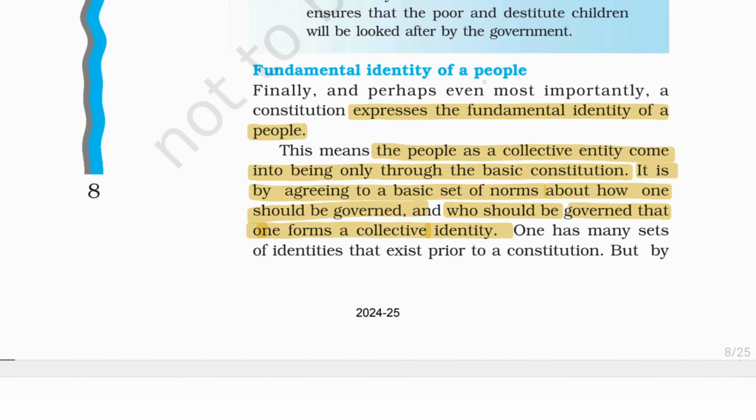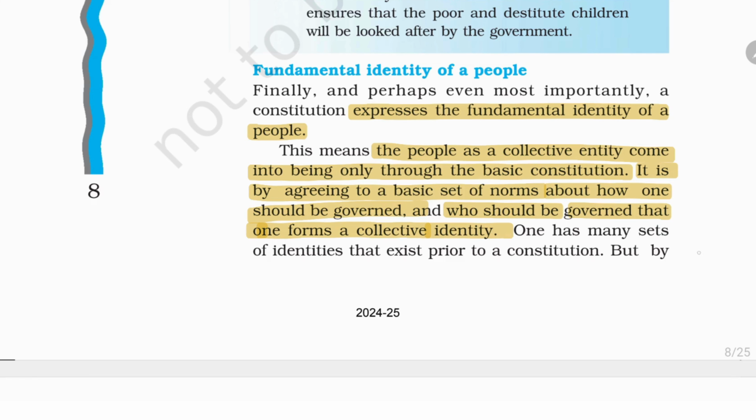Fundamental identity of a people. Finally, and perhaps even most importantly, a constitution expresses the fundamental identity of a people. This means the people as a collective entity come into being only through the basic constitution. It is by agreeing to a basic set of norms about how one should be governed and who should be governed that one forms a collective identity.